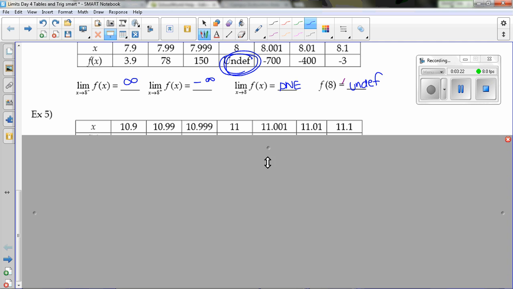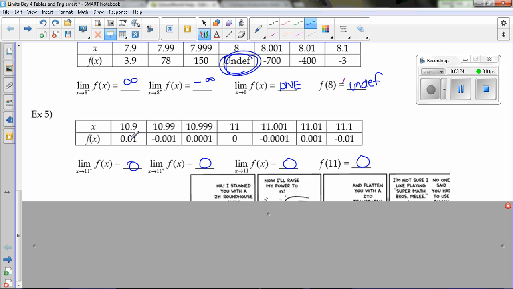And then last but not least on the bottom here, what I wanted to bring up is if I come at 11 from the left, I'm going from 0.01 to negative 0.001 to 0.001. Does it matter that I'm going from a positive to a negative back to a positive? No, it does not, because these values are still getting closer to 0. Same thing on the right. Even though it goes negative, positive, negative, that's not a typo. It's still headed towards 0. So therefore, the limit's value is 0 and the function value is 0 because it says so.